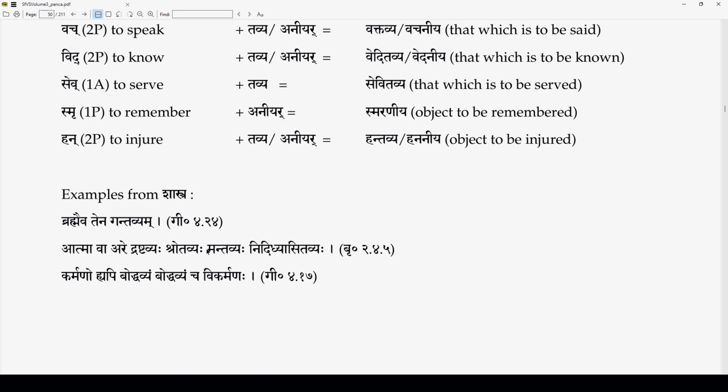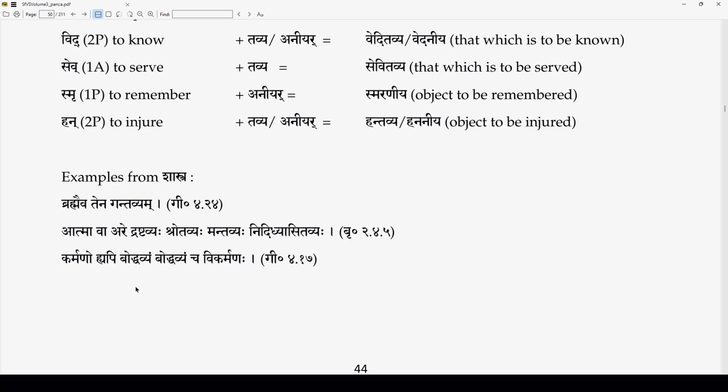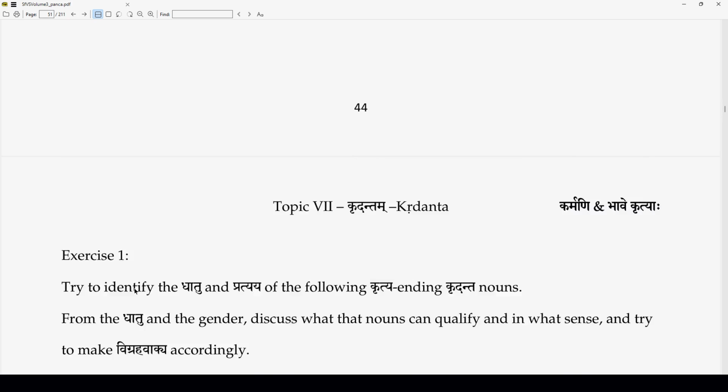When knowledge was transferred orally from generation to generation, these swaras were very useful. People did not need to always refer to secondary sources like printed books. Even with just the swara, people used to know whether a dhatu is set or anit.